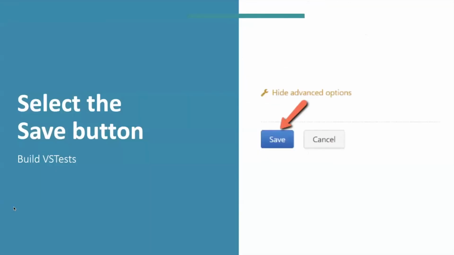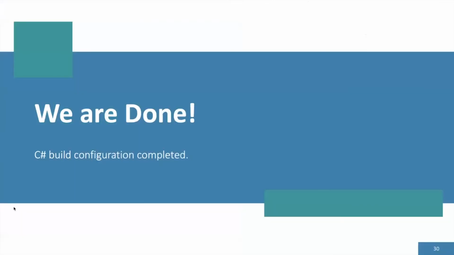And then finally, we just simply select the save button, and that will save our third and final build step. After that, we are done. Everything we've done is completed, and we no longer have to do any additional stuff.